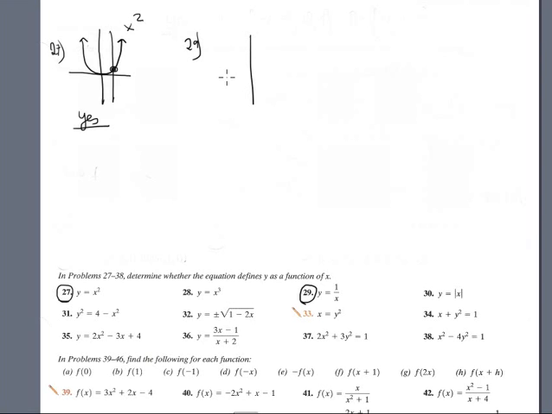Like 29, it is a reciprocal function. A reciprocal function's graph looks like that. And you apply the vertical line test, crossing only one point. Always.